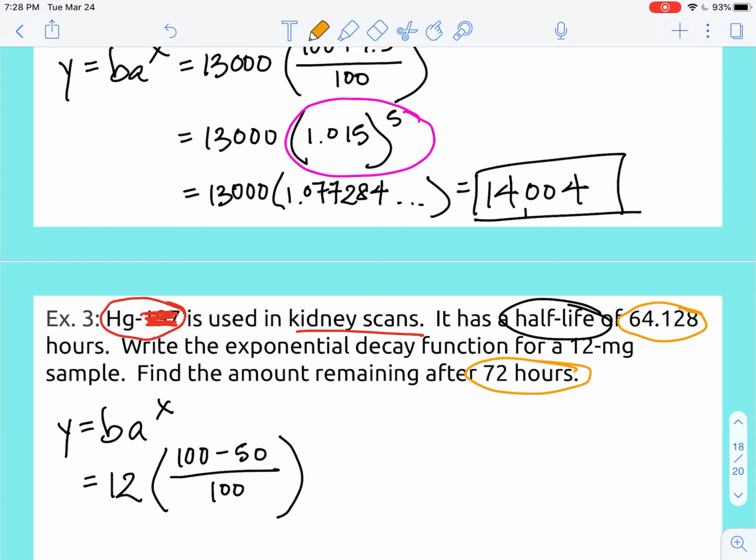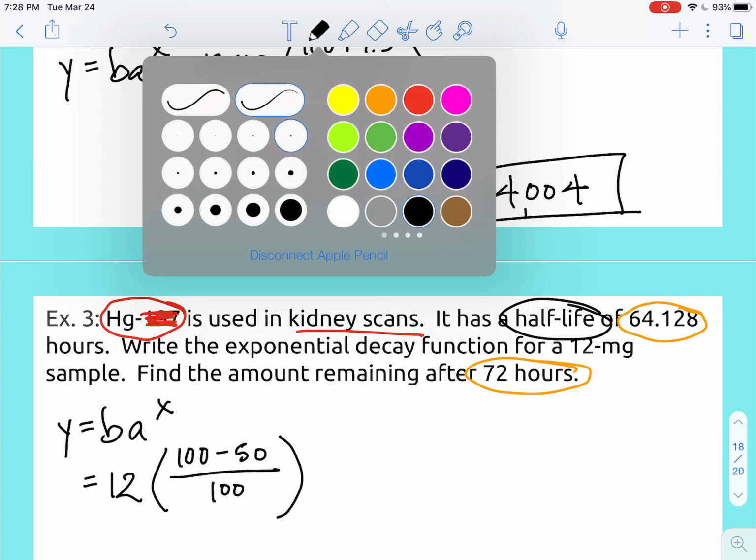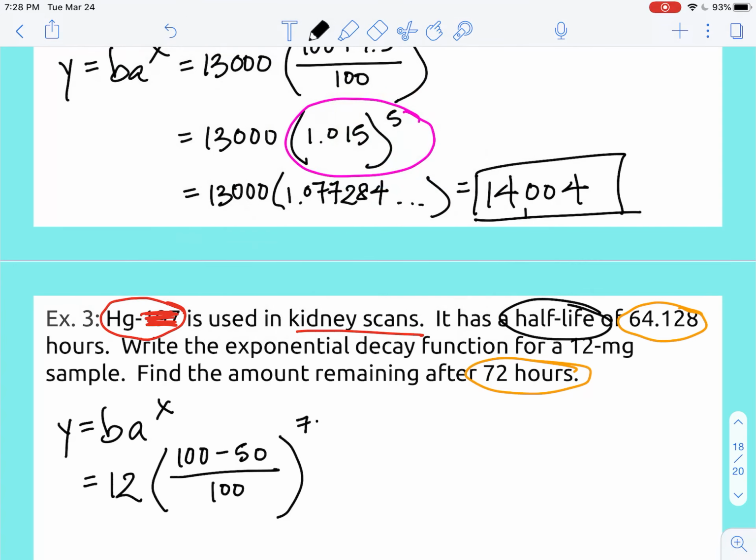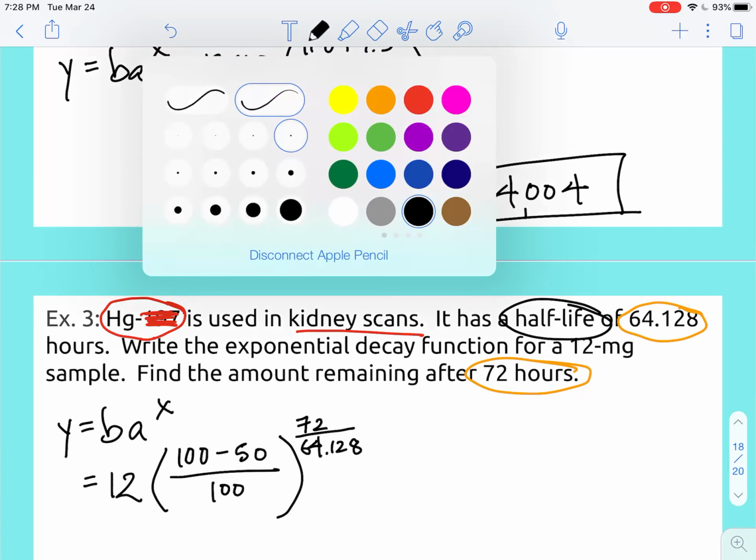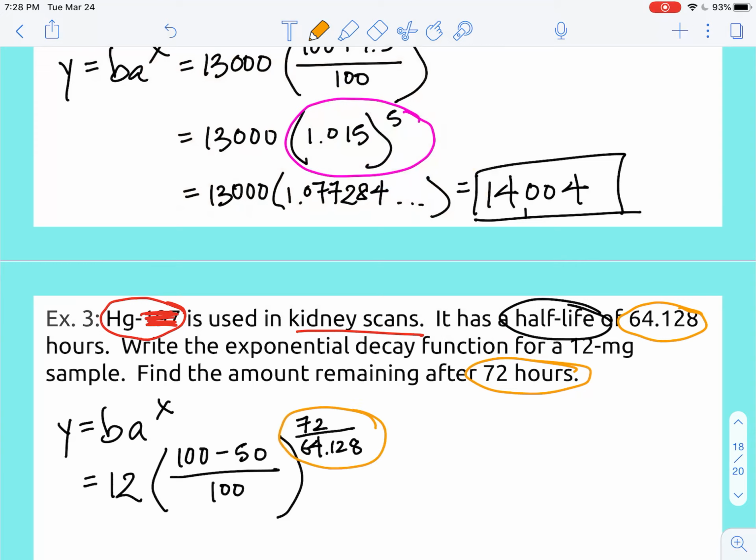And so the thing I don't want to do here is I don't want to go ahead and just put the 72 up here. All right, we're used to putting the time up there, but that tells me how many hours when really I want to find out how many half-lives. So in order to do that, I'm going to divide by how long my half-life is, okay? So this is how many half-lives.